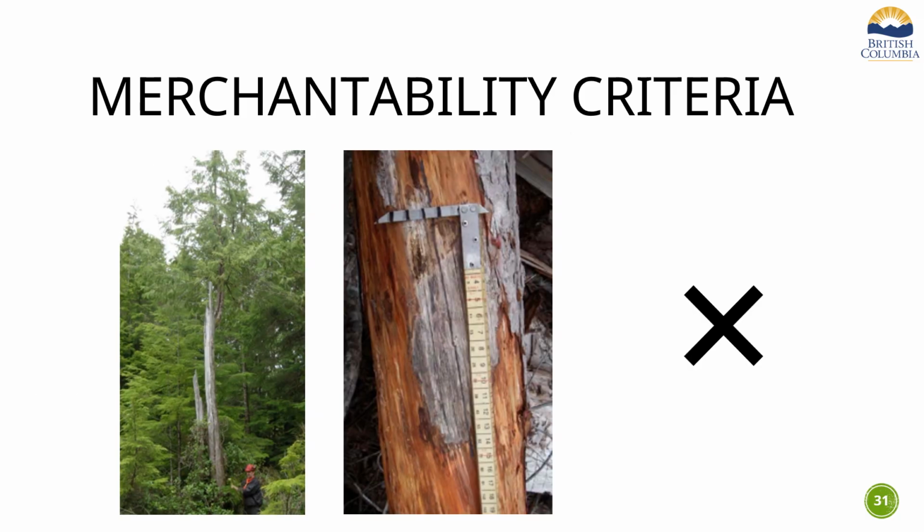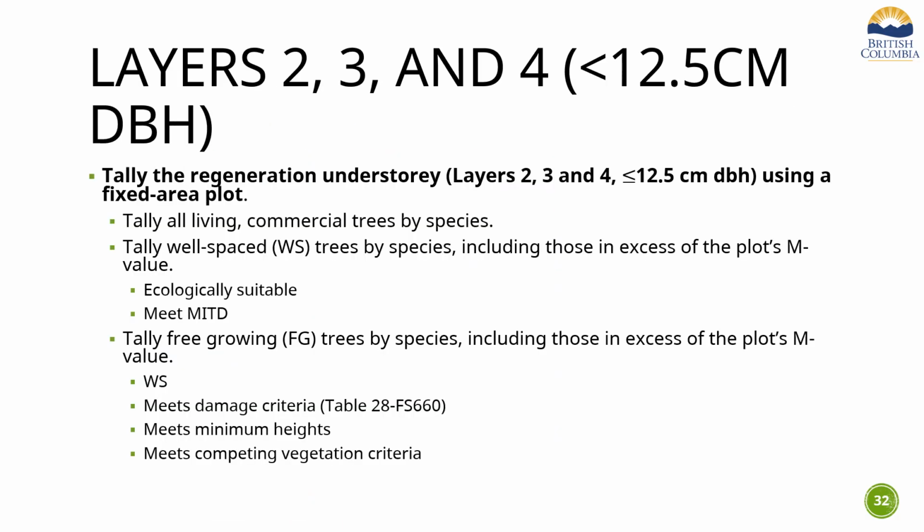In contrast, these trees would not meet the merchantability criteria. So this cedar has forking here and up here. It's kind of hard to see, but there's a cat face in this area, so a scar which shows as grayed or weathered wood. And then for this cedar, there's significant twist going to the left for the first and second log length, and twist to the left can extend into the heartwood, which then can significantly degrade the log quality and value.